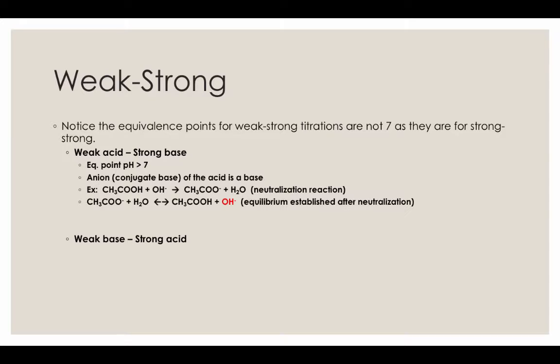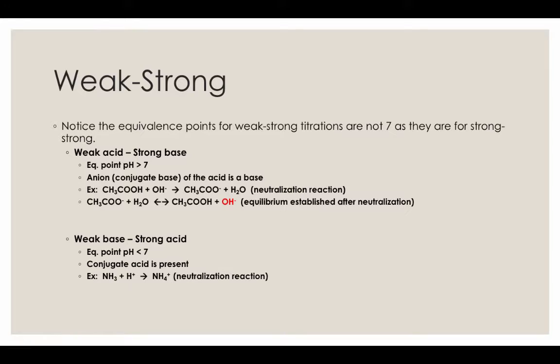Considering now a weak base with a strong acid, here we see equivalence points with a pH less than 7. Again, through the titration of the weak base, we form the conjugate acid. Consider the example here. Our weak base, ammonia, is titrated with a strong acid. This reaction goes to completion since we have a strong acid, neutralizing all of the ammonia to form NH4+.